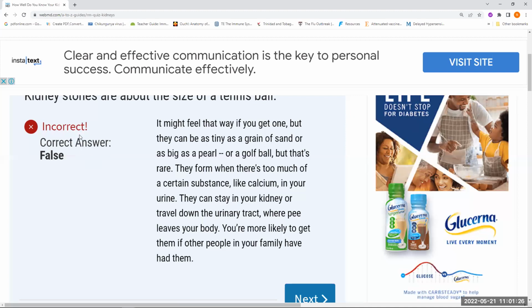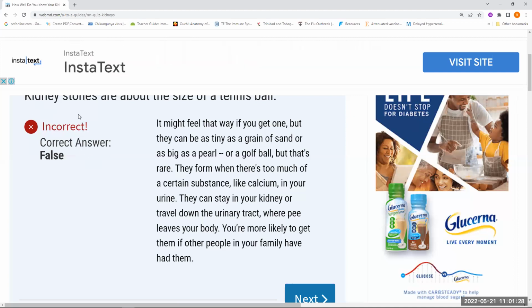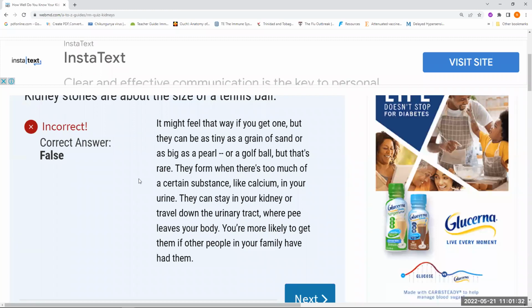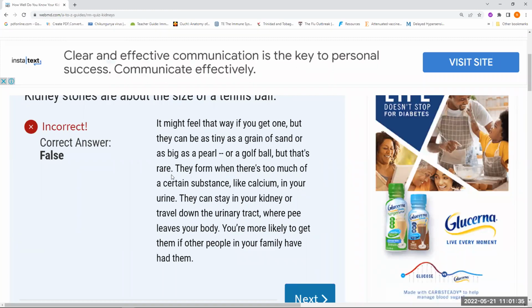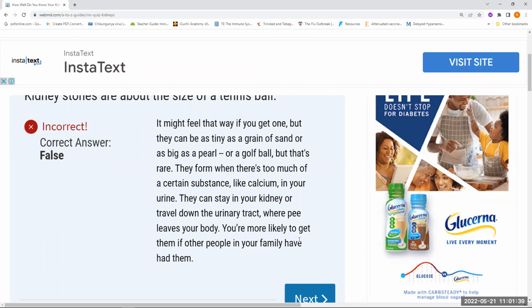So usually, this question should really have been that a kidney stone is the size of a tennis ball, and the answer is no. It's very, very rare. Nothing is impossible, but it's very, very rare. Because at that point, believe you me, before it gets to that stage, you will know. And so that's right.